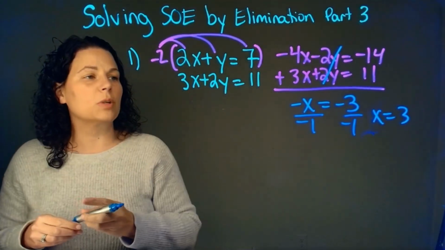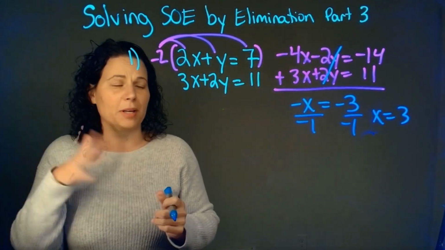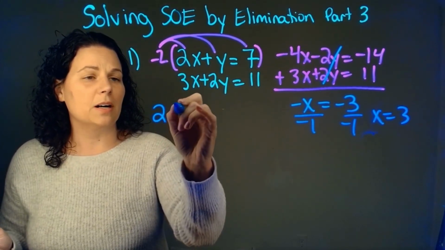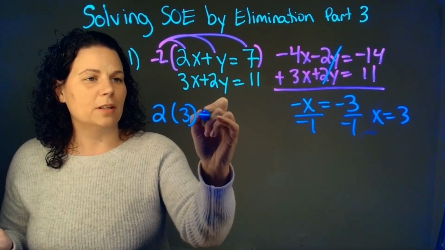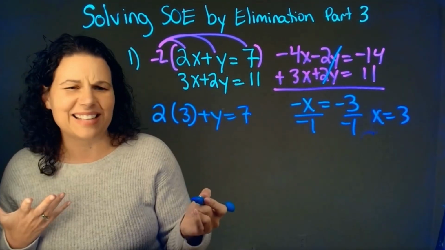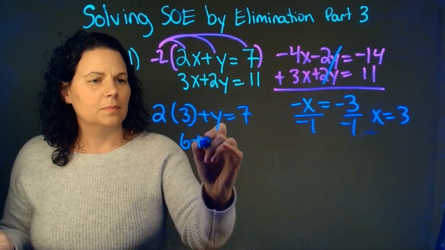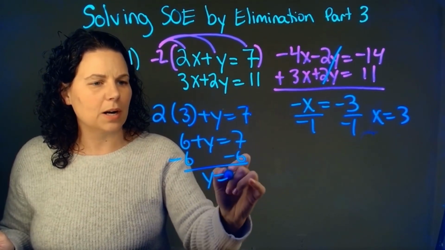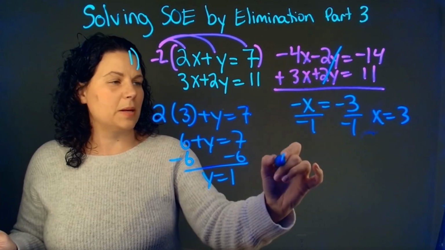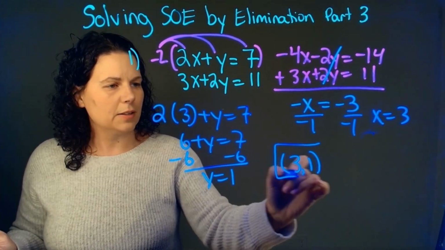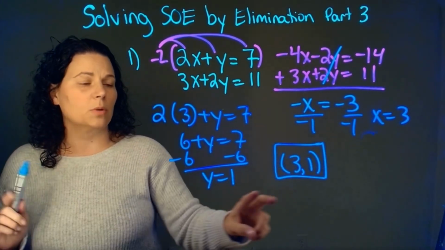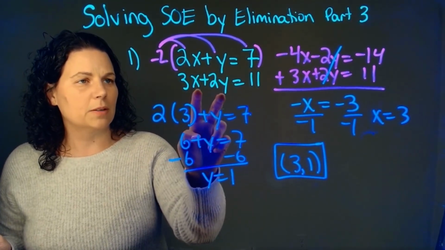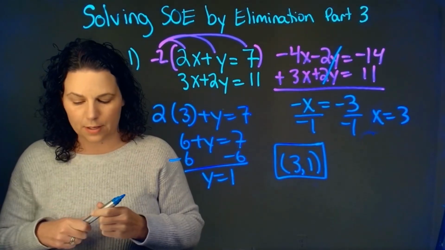Now come back to the original. I don't care which one, pick one, and plug in x equals 3. I'm going to do the first one because the y doesn't have a number in front of it. It'll save me a step later, but it technically doesn't matter. So 2 times 3 is 6, subtract 6 from both sides, and I get y equals 1. I didn't leave myself space to check this one, but here is my answer. And if I were doing this on a test or quiz, I would take 3 and 1 and plug it in for x and y and make sure I get 7, plug it in for this x and y and make sure I get 11.